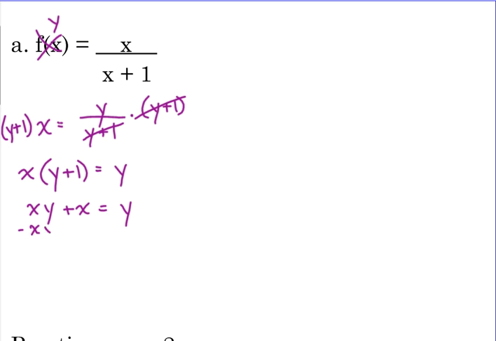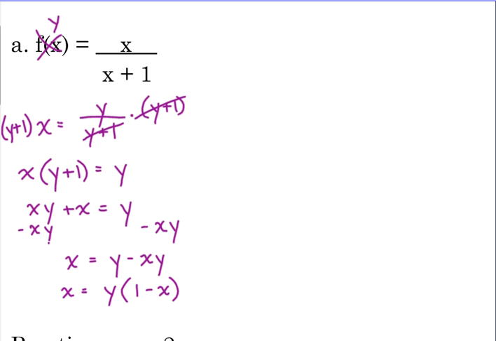So let's move this one over. Okay, subtract the xy on both sides. Now, we can't combine those. We just have to leave them the way they are. Now, we've got y minus xy. We're trying to get y completely by itself, so the only way to do that here is to factor out the y.